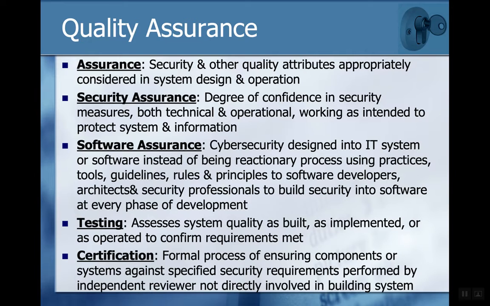Assurance can be more generally applied. Security assurance is focused specifically on security measures, the technical and operational security measures, making sure they work as expected and protect both the systems and the information in the systems. In comparison, software assurance is basically to make sure that cybersecurity is built into the design, inherently wired into the design of software, as opposed to something that gets applied after the fact.